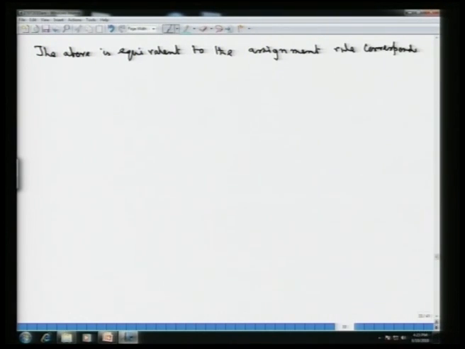So, we make a note that the above assignment rule is equivalent to the assignment rule corresponding to the Fisher linear discriminant function, or FLDF in our earlier abbreviated form.